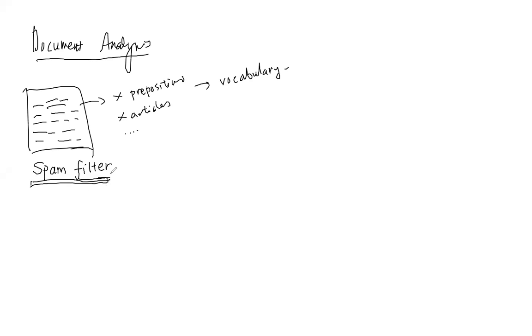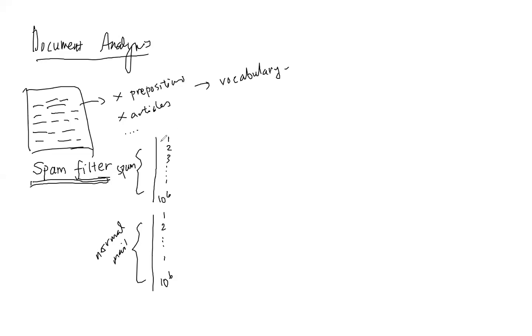Okay, let's see how the spam filter actually works using naive Bayes. They love using naive Bayes for spam filters. So what happens is the following. You can collect many documents, maybe like a million. So these are spam. And maybe you also have 1 million of these, which are normal mail. Obviously there will be many, many such documents.